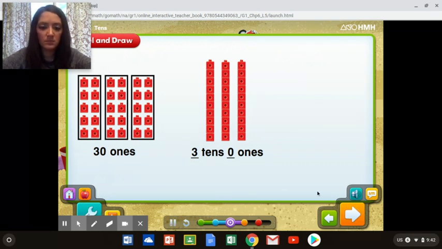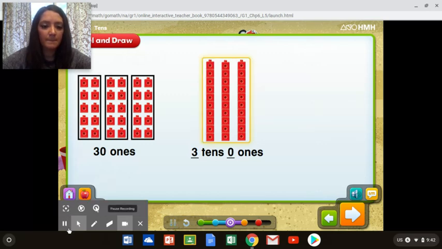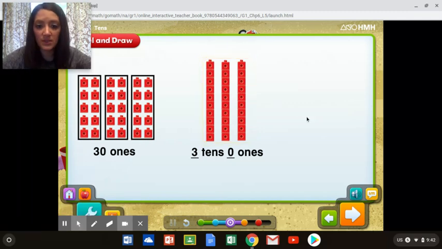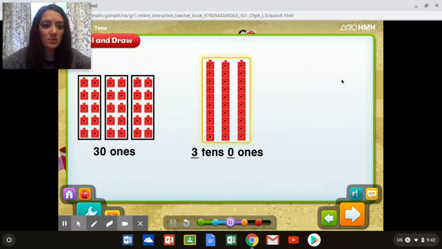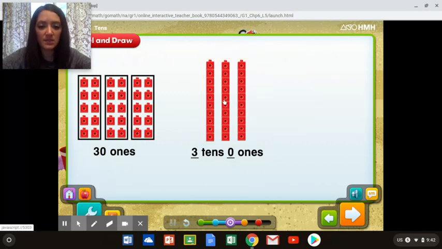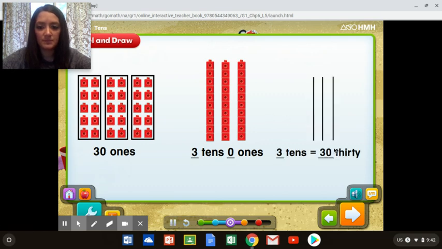You can also show 3 tens with a quick picture. Click the cubes to see the quick picture. So remember, our quick picture was just drawing those quick sticks and adding no ones because we don't have any ones. So our quick picture would look like this. You can replace the 3 connected groups of 10 with a quick picture showing 3 lines. So 3 tens. 3 tens equals 30. We would say 10, 20, 30, 3 groups of 10.